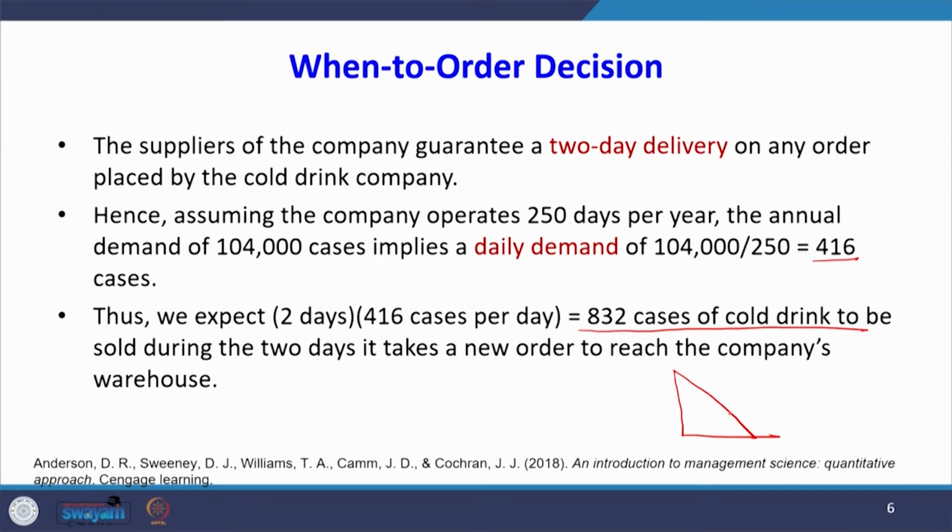So, when the quantity reaches 832 from 18,242, then we have to make another order. How did we get this 832? Because the lead time is 2 days and the per-day demand is 416. So, when you multiply lead time and per-day demand, that will give you the reorder point. That is the answer we got, 832.